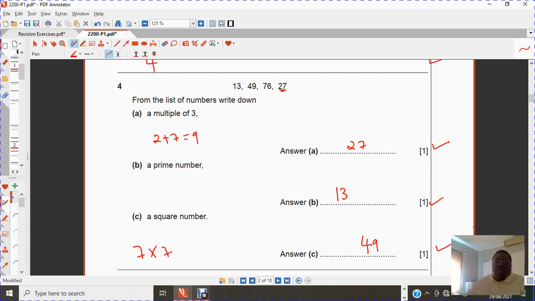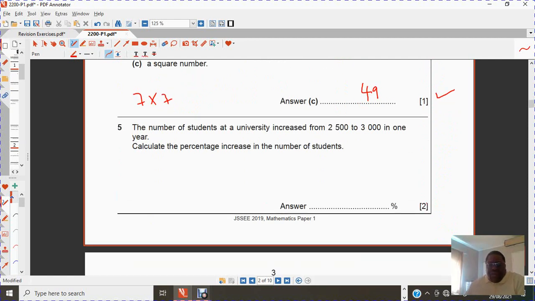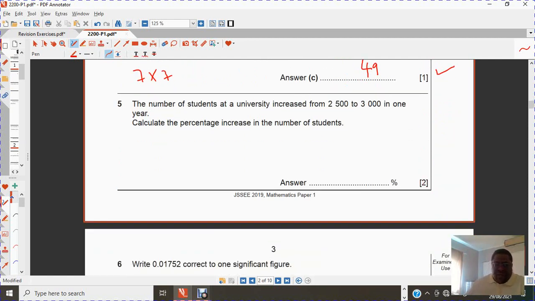Okay, right. So the next one here, you have 2 marks, meaning a little bit of things that must be done. The number of students at the university increased from 2,500 to 3,000 in 1 year, so we have to find the percentage increase. So let's actually find that increase. The increase is nothing but 500. Okay, so once this is seen, you don't have a problem.